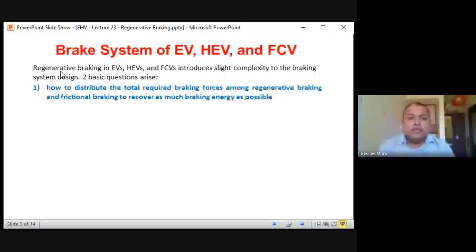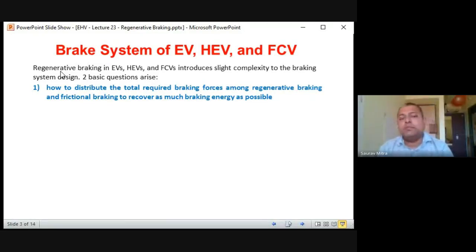So let us see the brake system for EV, HEV, and FCV. Regenerative braking in EV, HEV, FCV introduces slight complexity to the braking system design, and there are mainly two questions. The first question is how to distribute the total required braking forces among regenerative braking and frictional braking to recover as much braking energy as possible.